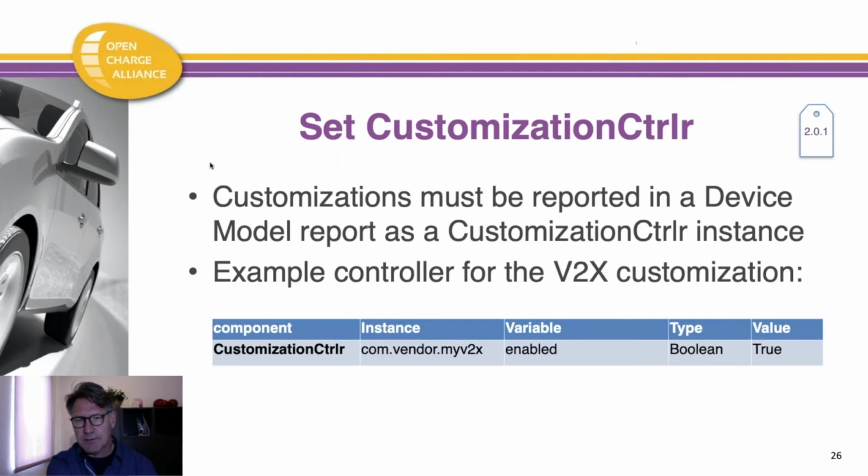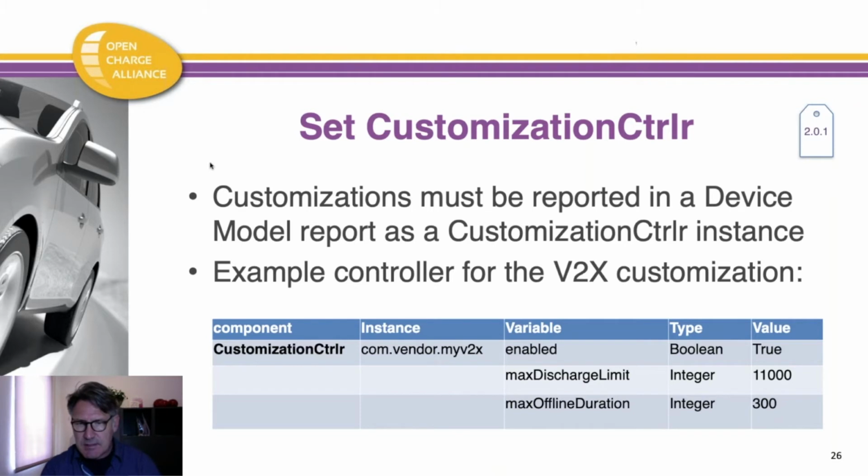But it could go even further, because I have a component and I can add more variables to it. So if I have some specific configuration variables for my customization, I could add it here. So it would have a max discharge limit that I, for some reason, want to define for the customization. And I could have a max offline duration. Now it tells my customization that, okay, if I'm offline for more than 300 seconds, then I should stop doing V2X. Just an example of what you can do with it.